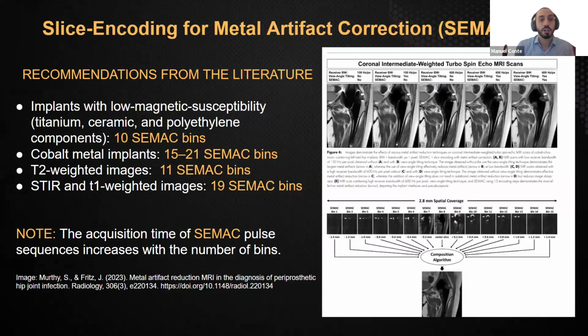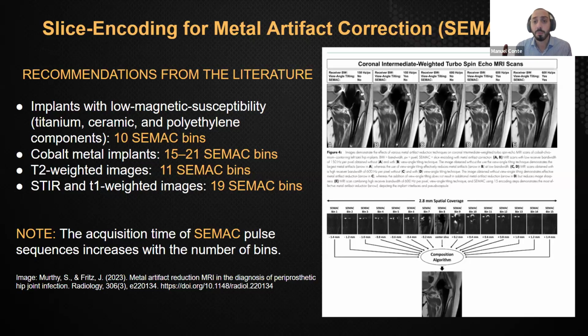This is just some recommendation from the literature. For implants with low magnetic susceptibility, it's recommended to use 10 SEMAC bins. With cobalt, we go to 15 or 21. In T2 weighted images, 11 SEMAC bins, and for 3T, 19 SEMAC bins. Remember, if you increase the SEMAC bins, the acquisition time increases. So we need to be very careful about that.